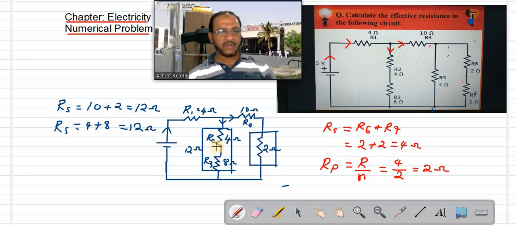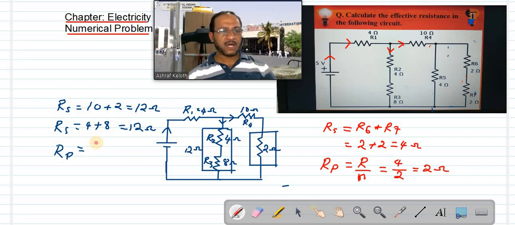And this 12 ohm and this 12 ohm are parallel. So again we can find the resultant resistance, RP combination. Since this is 12 ohm and this together is 12 ohm, they are parallel because the current is different. This current is different, this is different. So they are in parallel combination. If the current is different, it means parallel combination. So this 12 ohm and this 10 plus 2, 12 ohm, are in parallel.